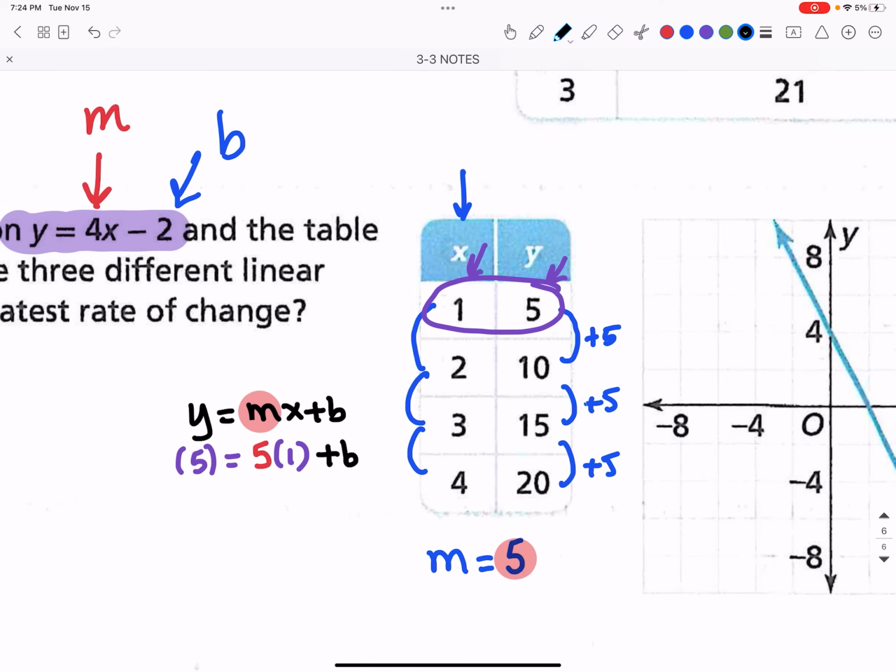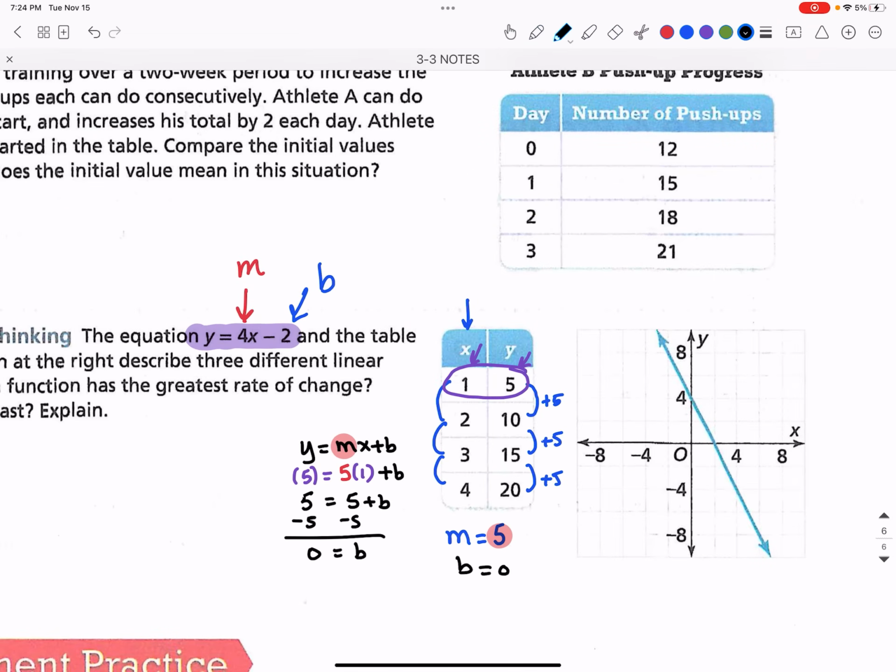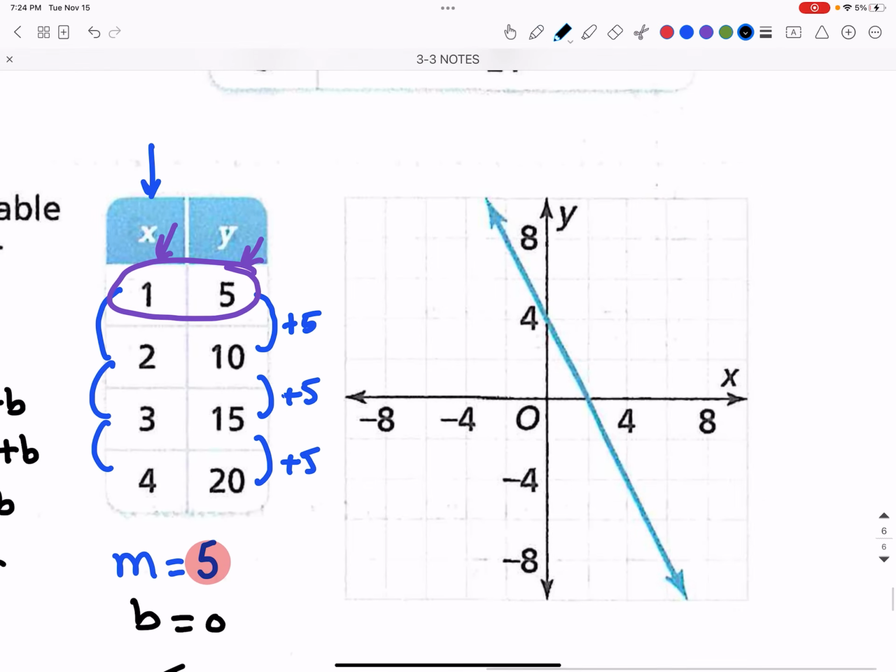So I'm going to do a little bit of math here. 5 times 1 is 5. I'm going to minus 5 and minus 5 from both sides, and I get the same thing I got a minute ago. I get that b equals 0. So my b here is 0. So I found my m and my b from an equation. I found my m and my b from a table, and I can find my m and my b from a graph.